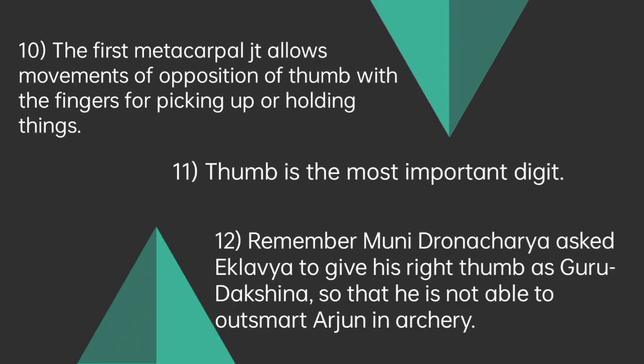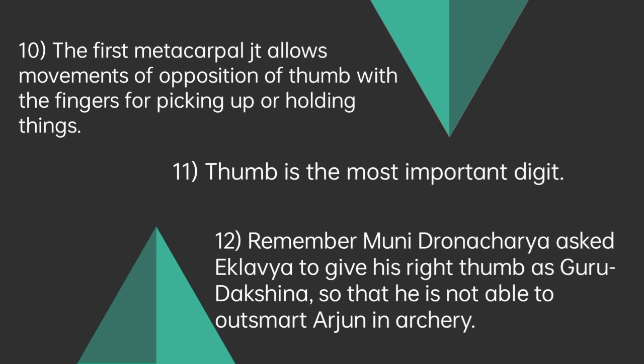The first metacarpal joint, which is the thumb, allows movement of opposition of the thumb with the fingers for picking up and holding things. You need to pay attention to this: the first metacarpal joint is the most important joint because it allows opposition of the thumb with the fingers. The thumb is the most important digit for us. Half of the work is done by the thumb only.